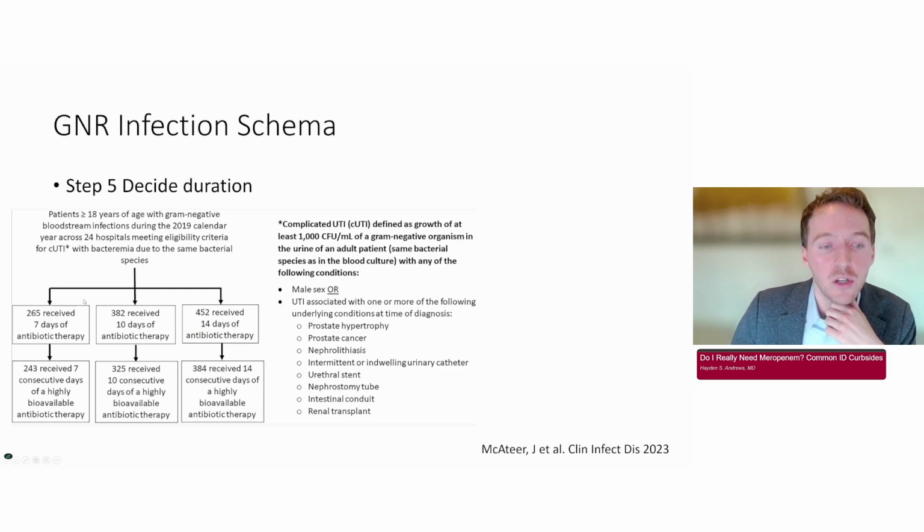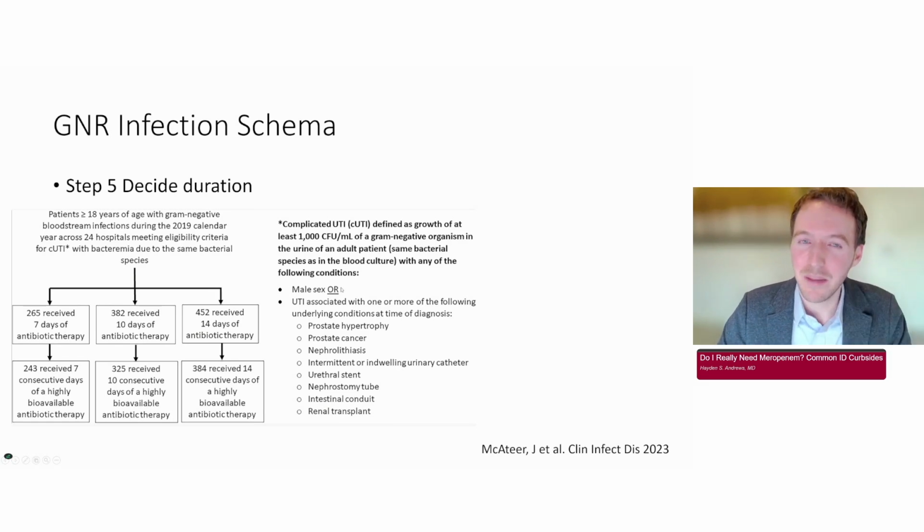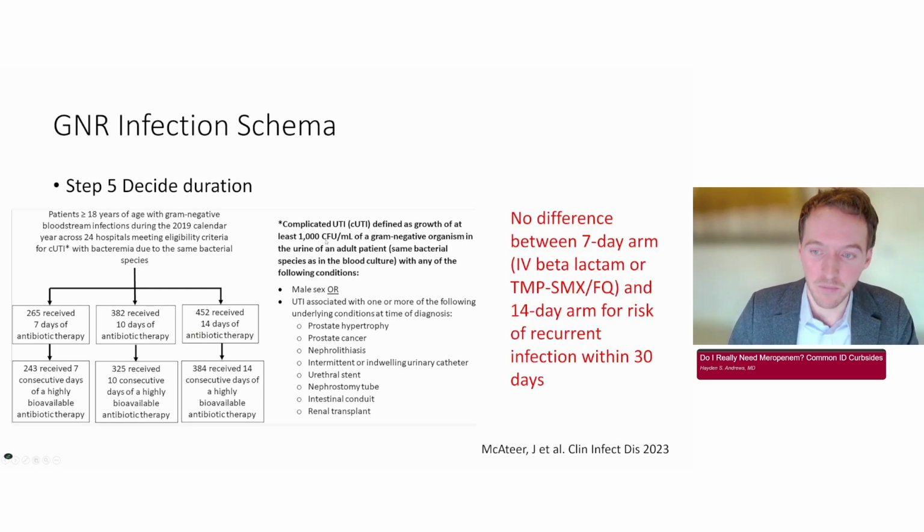And they looked at patients who received 7 days of antibiotics, a combination of IV and oral, 10 days, or 14 days. Complicated UTI, so remember the definition, you have to be very stringent in how you apply it. And they considered male sex a definition of complicated UTI, but we know now male sex does not necessarily mean complicated UTI. But in this trial, that's what they did.